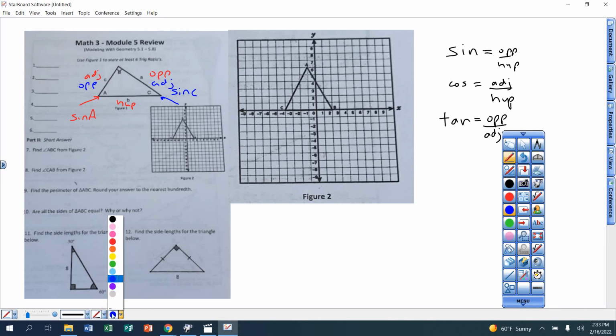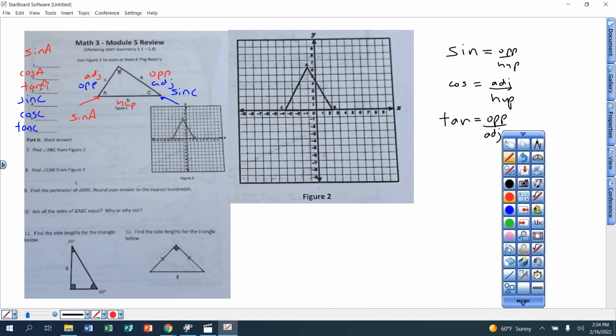They just need 6 total combos. So I started with the basic sine and cosine. I'm going to do sine A, cosine A, tangent A, and then come in from angle C and do sine C, cosine C, and tangent C. It's up to me, when I'm finding those pieces, to know what angle I'm coming in from and which parts of the triangle make up the opposite and adjacent.